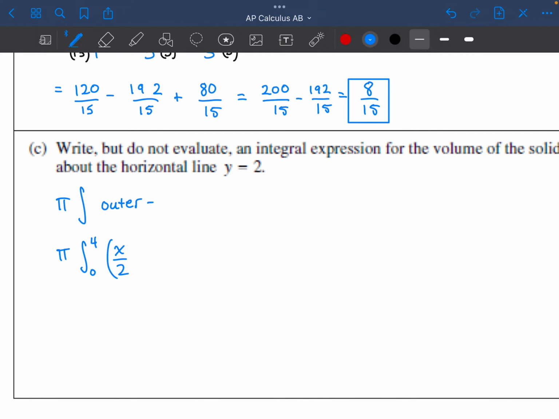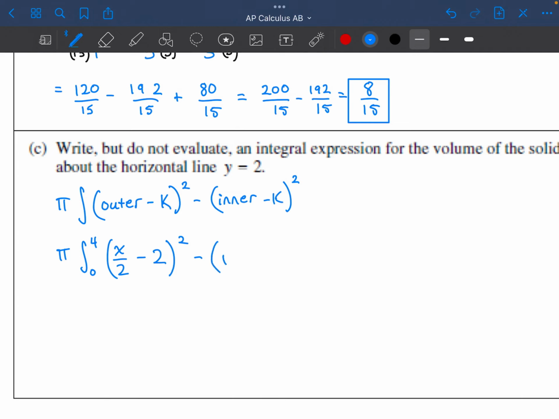It's going to be outer minus whatever line is, I'm just going to call it k, quantity squared, because I realize that we're rotating about a line, not just the x-axis. And then subtract the inner minus k, quantity squared. So we have the outer, which is x over 2, and then we have to subtract whatever the number is. And in this case, our number is 2. So I'm going to come down here and say minus 2 quantity squared.